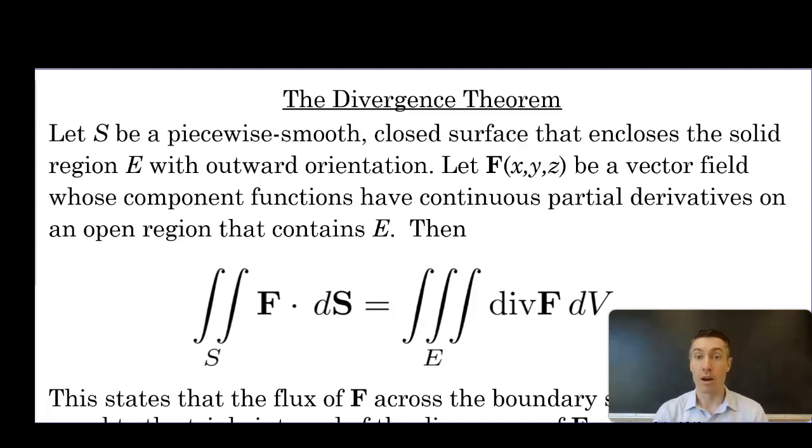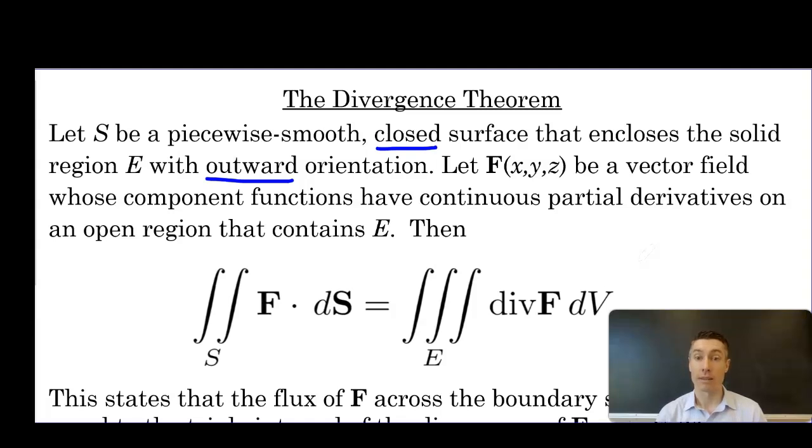So it is important that our surface is closed. So think of the surface of a sphere. That would be a great example. And then the sphere that it encloses, the solid sphere, is the region E. Outward orientation is going to be defined as the positive orientation of the surface. So if we want inward or negative orientation, then we're going to have to adjust the statement of the theorem.